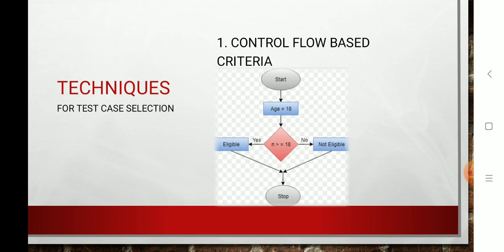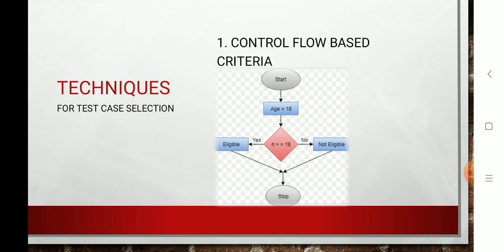Perhaps the simplest coverage criterion is statement coverage, which requires that each statement of the program be executed at least once during testing. In other words, it requires that the paths executed during testing include all the nodes in the graph. This is also called the all nodes criterion.